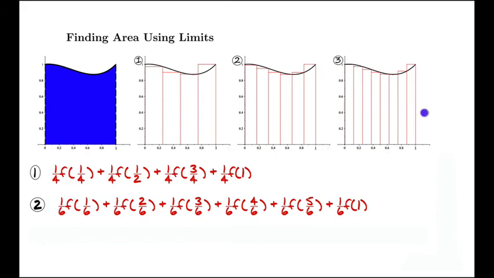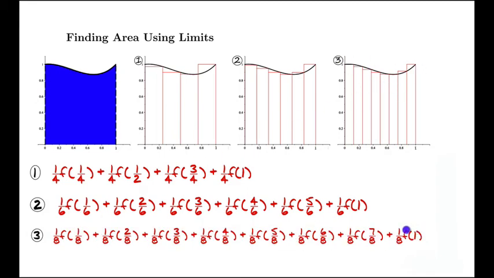So to find the area of these 8 rectangles, the width of each will be 1/8. So here in picture number 3, we add up the area of 8 things. And so we have 1/8 times f of 1/8, 1/8 times f of 2/8 for the second rectangle, 1/8 times f of 3/8 for the third rectangle, and so on, out to the last rectangle, which is 1/8 times f of 1.